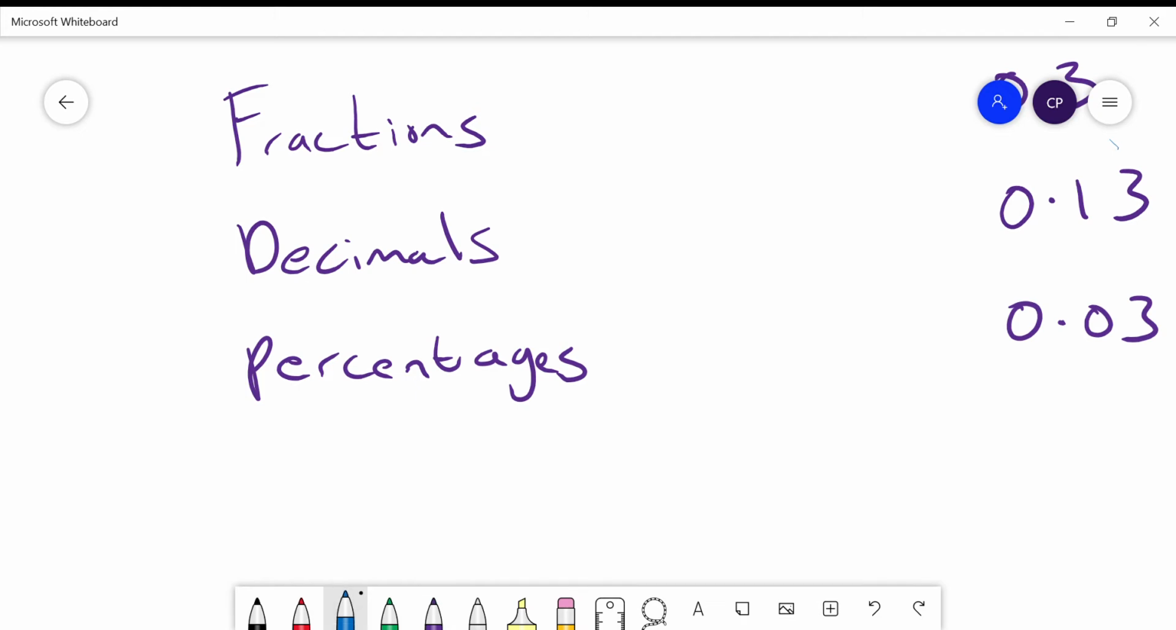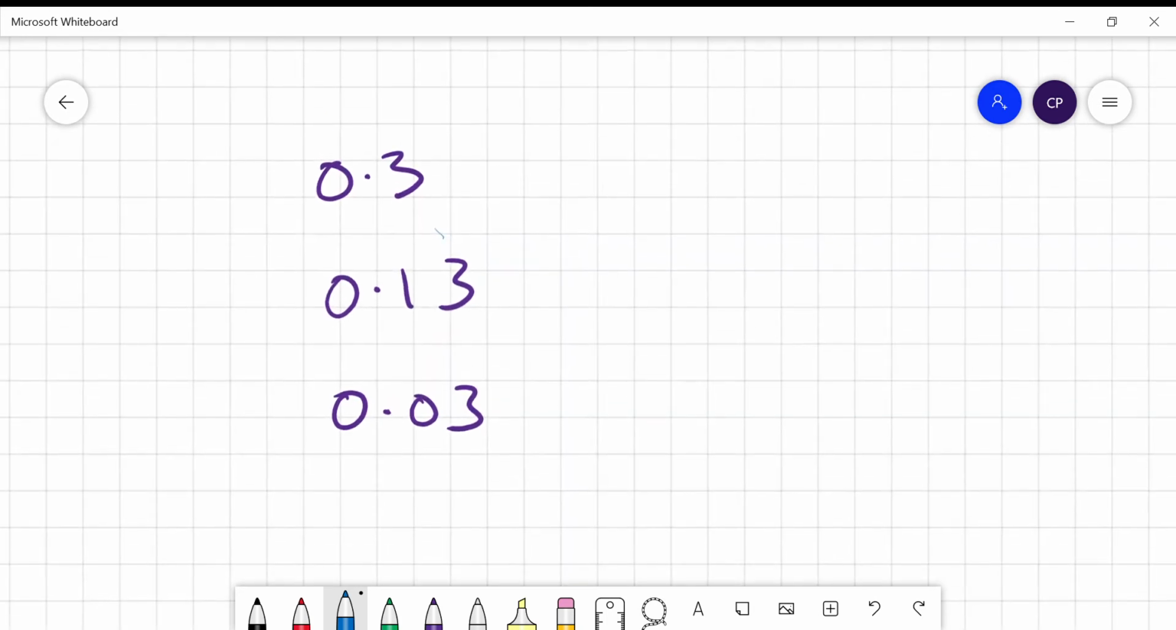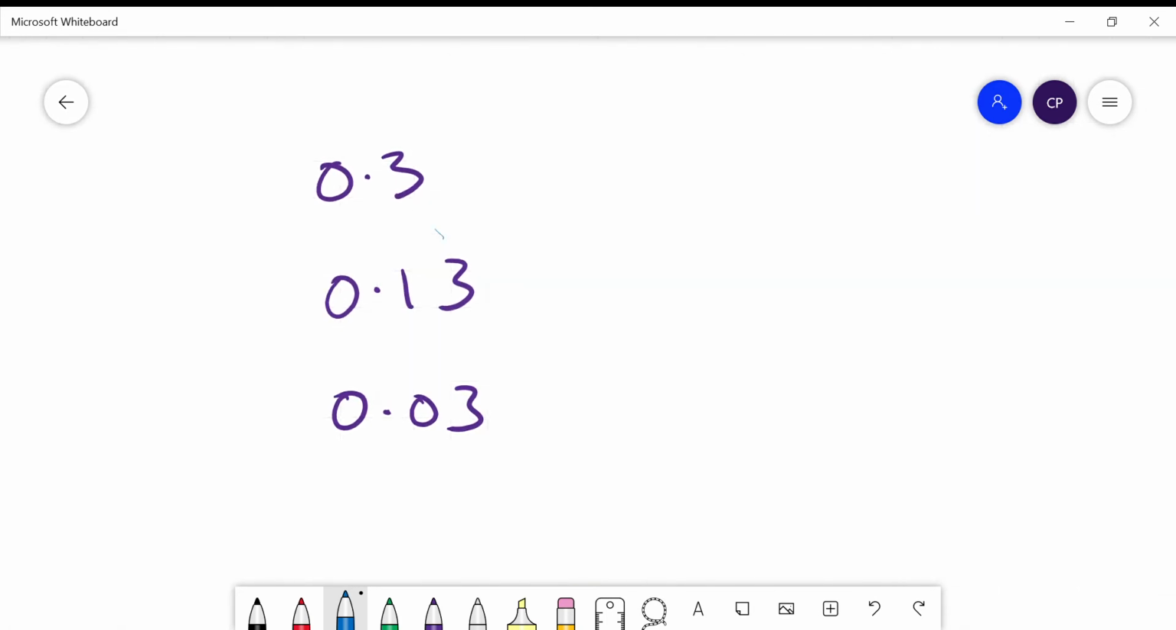We're going to have a look at converting between fractions, decimals and percentages. I'm going to start by using some decimals, and we're going to first of all convert them to percentages. What helps with all of our decimals, percentages and fractions is remembering our place values.